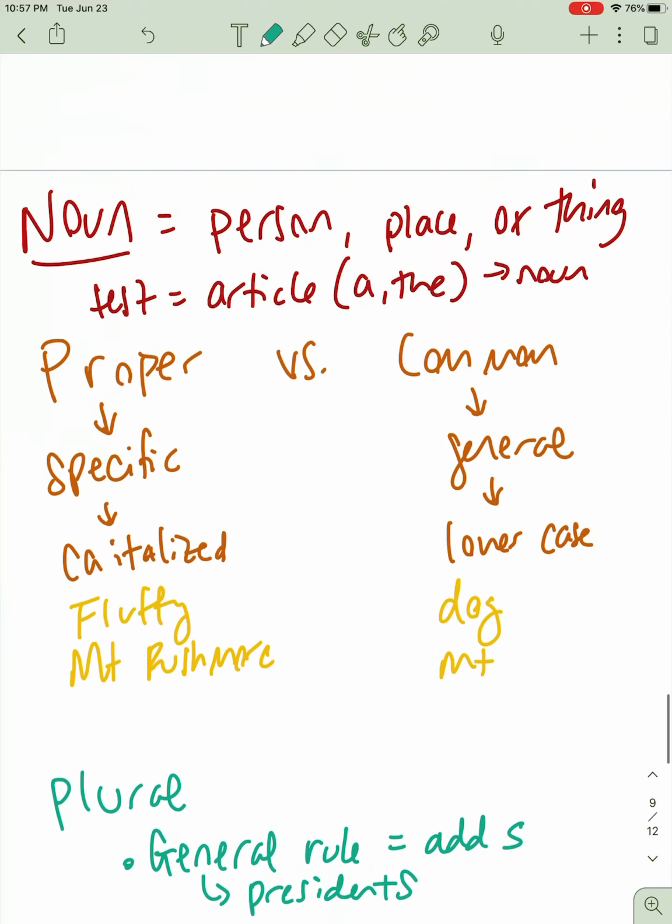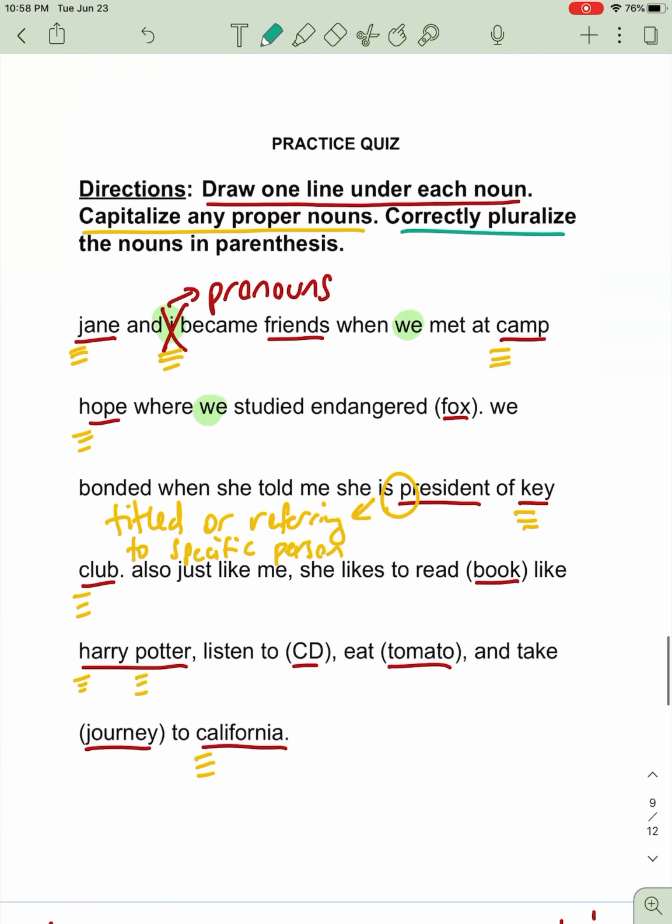All right, so let's go back up here and take a look at these words that we need to make plural. So the first one we see is fox. Notice fox ends in an X, so it's one of the exceptions. So in order to make this plural, I need to add an ES. Next we have book. Book ends in a K. That's not an exception, so we're just going to follow the rule and add an S.